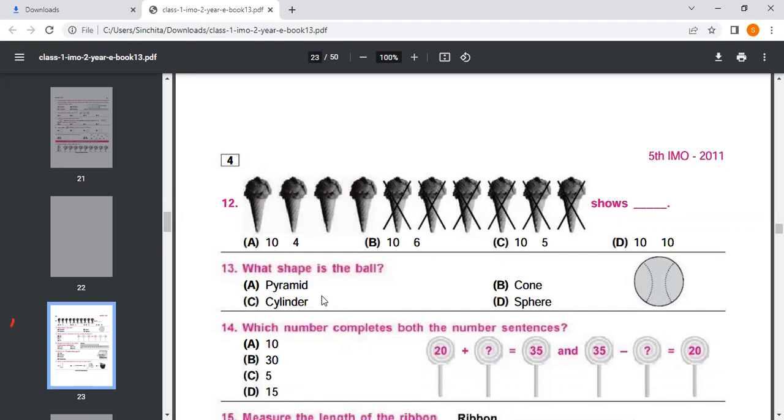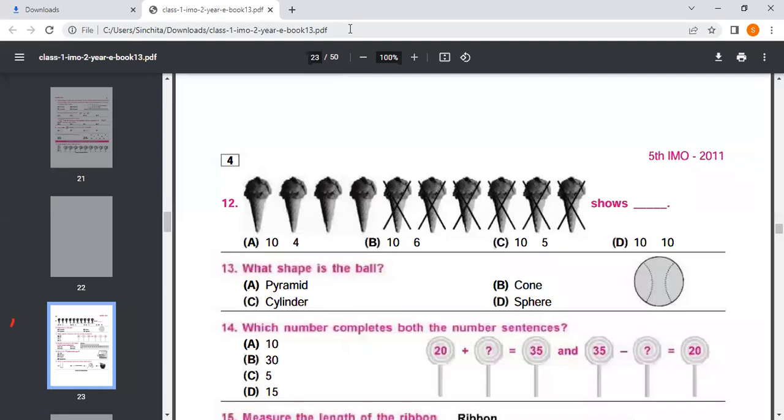Ma'am, in the cylinder, there is no ball. In the cone also, there is no sphere. And then number D, the name of this shape is sphere. Very good. Excellent, beta.